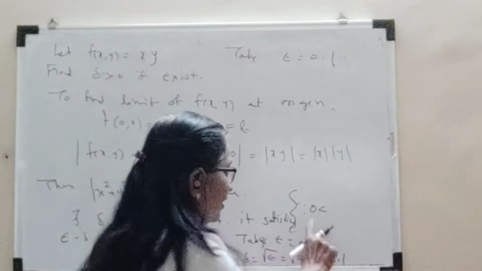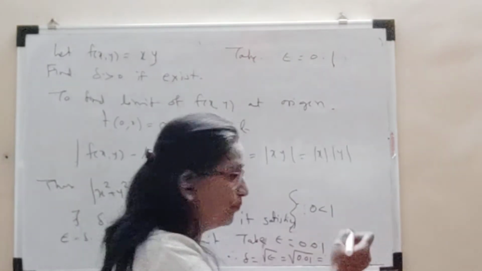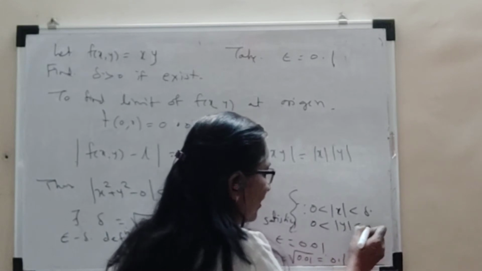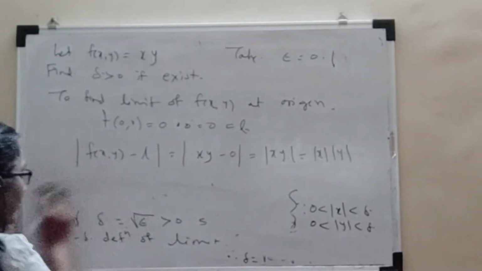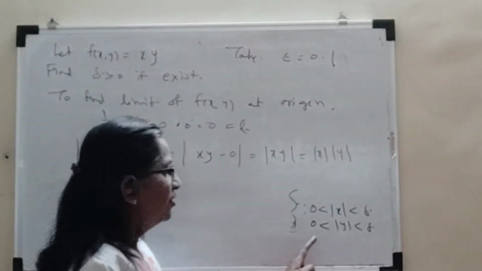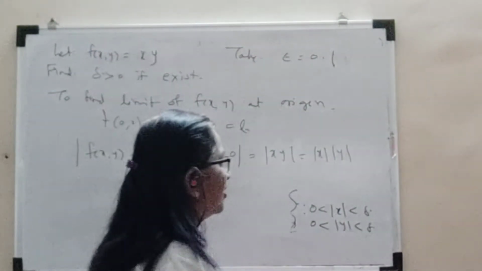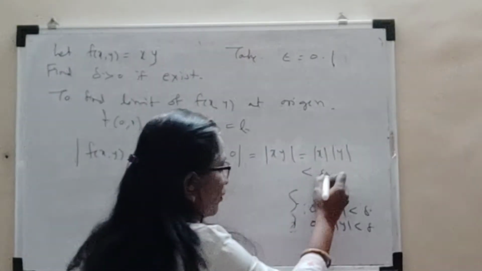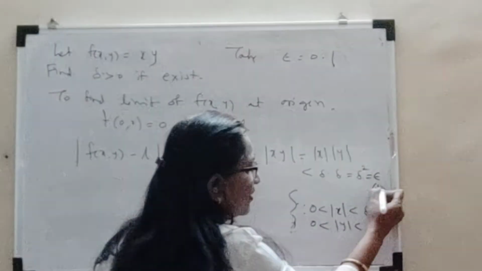Square neighborhood of the origin: 0 is less than mod of, instead of x minus x0, we have mod of x minus 0. So that is mod of x is less than delta, and 0 is less than mod y is less than delta. So we use this square neighborhood definition, and using it I get mod of x is less than delta, mod of y is also less than delta. So that is equal to delta square, and say that is equal to epsilon.